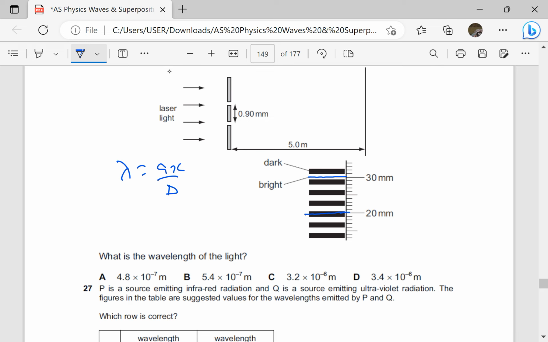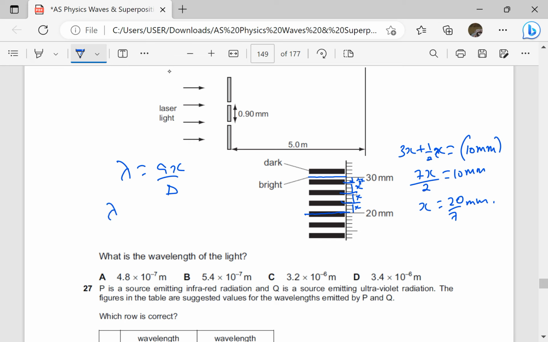So we are going to find x. This distance is x, this is x, this is also x, and this is half x. So you have x plus x plus x plus half x, so 3x plus half x equals 30 minus 20, which is 10 millimeters. So what is x? 3x with LCM 2 is 6x plus 1, that is 7x, equal to 10 millimeters. So x is going to be 20 divided by 7 millimeters.